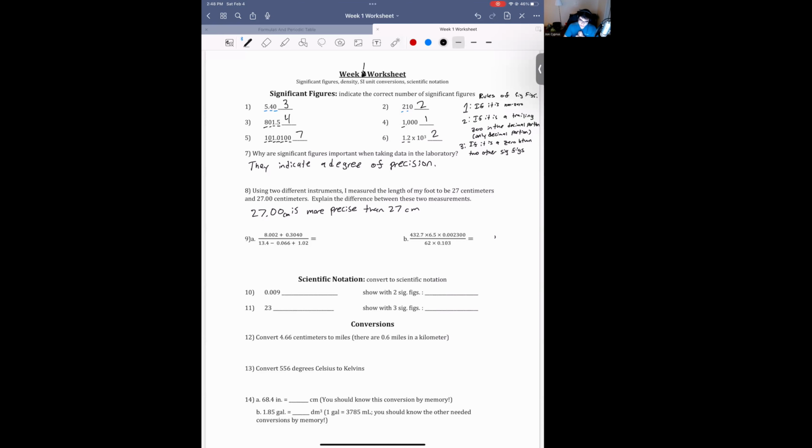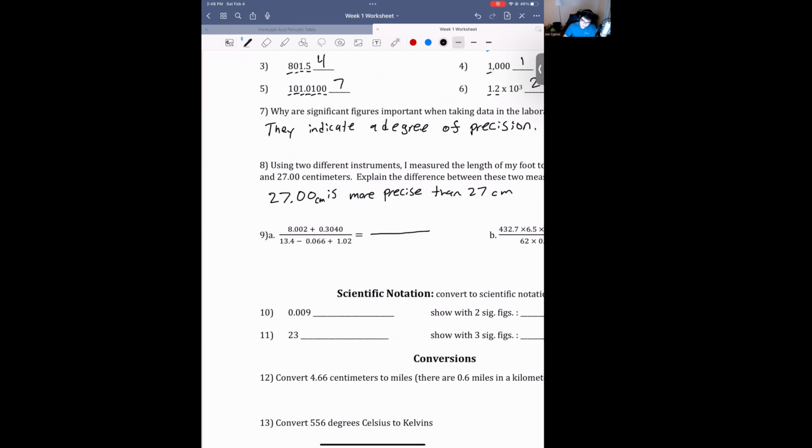All right. So number 9, it says we have these two equations and then we want to get the sig figs. So we're going to want to get the sig figs at the end here. So the rules of addition and subtraction without any division is you're going to take, let me actually write these out.